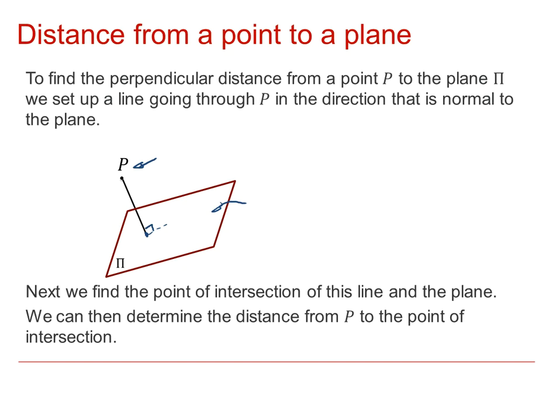So the procedure is as follows. First of all, we set up an equation for the line which goes through P and is perpendicular to the plane. We'll know that because in the equation of the plane we've got the normal vector to the plane. Once we've done that, we can establish the position of the point of intersection, which in effect gives us this vector from P to that point, and then we can find the length of that vector.